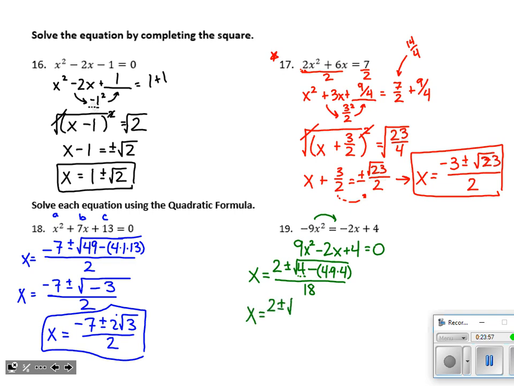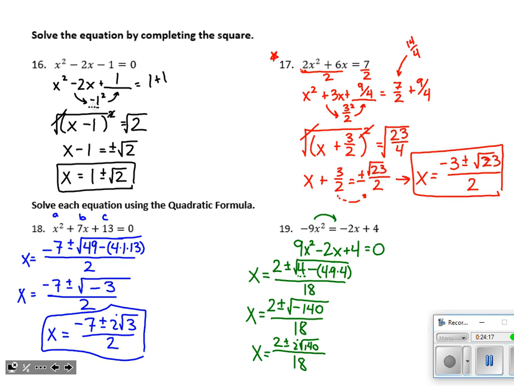Let's simplify the radical. I got 4 minus 144, so that's negative 140. And we could use a calculator to do that quick arithmetic there. That would be a good use of the calculator. And we do have an imaginary term here.